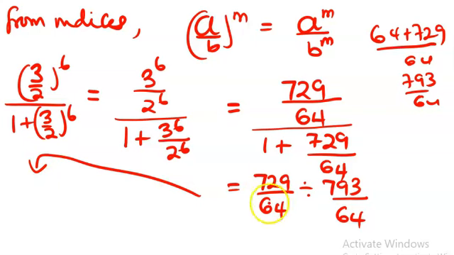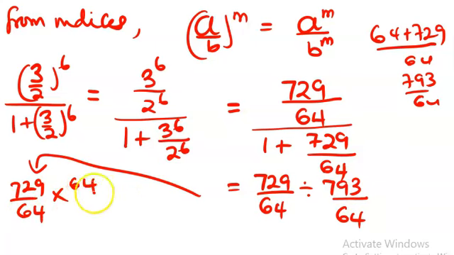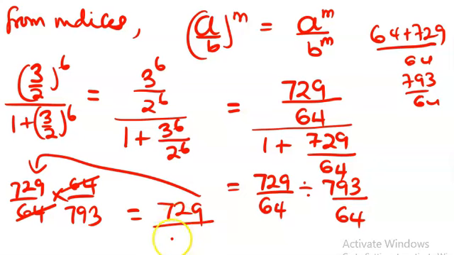Now since we are dividing, we can flip: 729 over 64 times, then we flip this one, 64 over 793. So this will cancel that, so that we have 729 over 793. That is our answer.